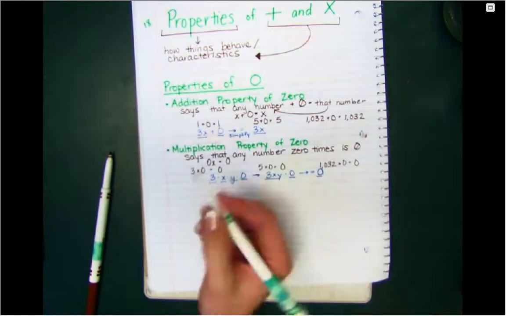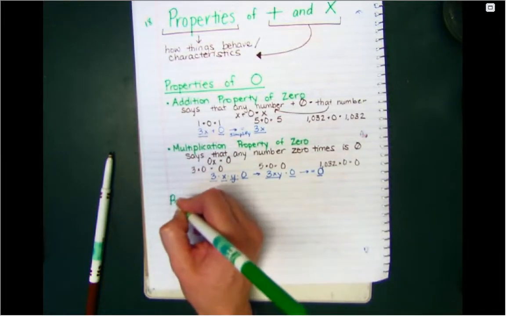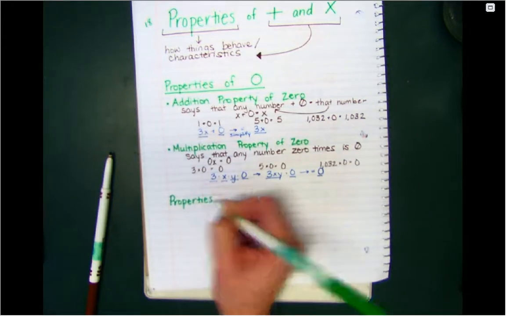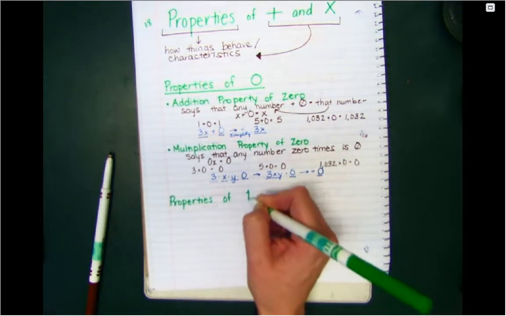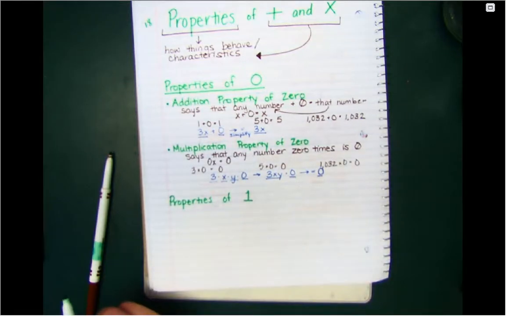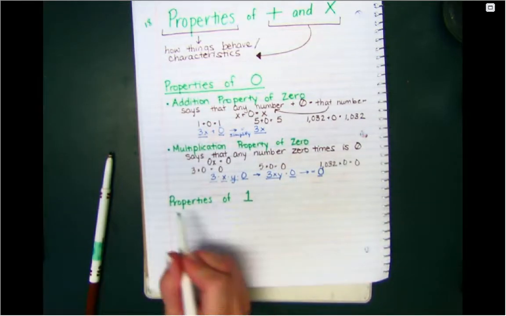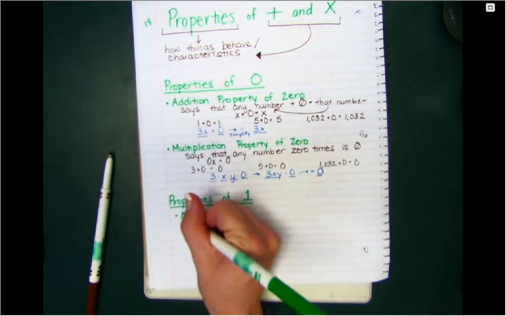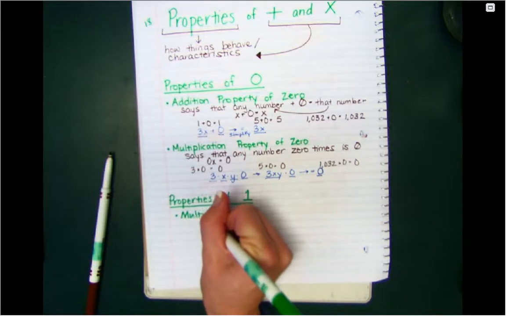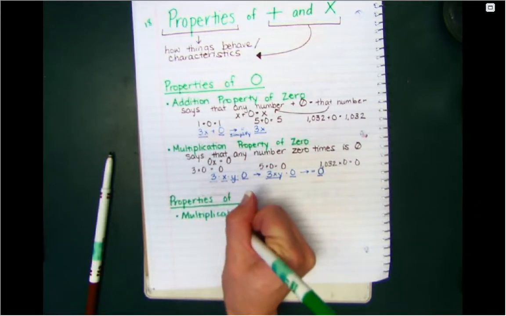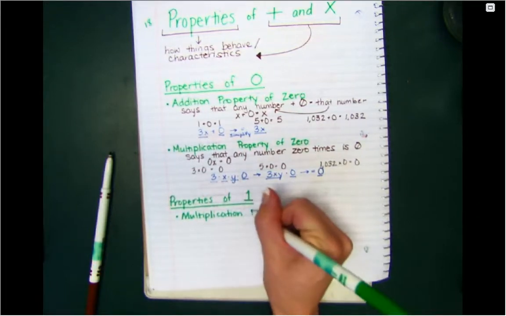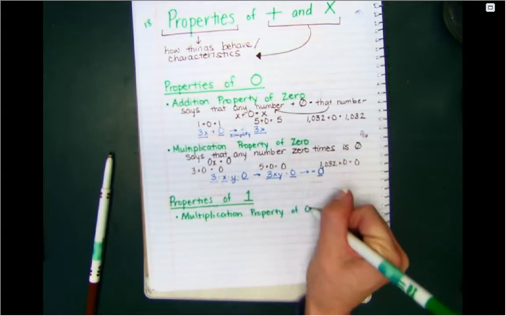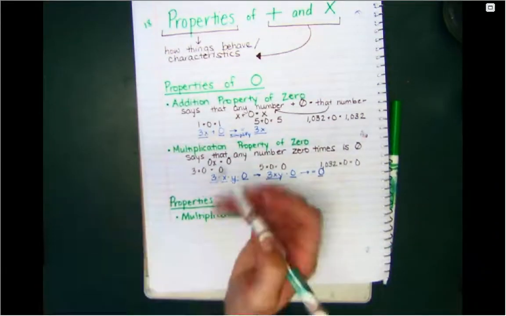There's one property of 1 that helps us simplify expressions. I wrote properties of 1. I should have written just property of 1. Whoops. Live and learn. And it is the multiplication property of 1.